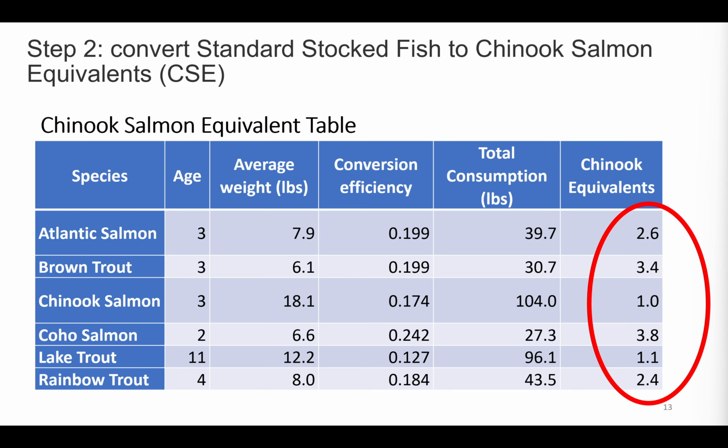So basically, Atlantic salmon is 2.6 Atlantic salmon to 1 Chinook, 3.4 brown trout to 1 Chinook. Chinook is 1-to-1, 3.8 coho, 1-to-1, 1.1 to 1, and 2.4 to 1. So it lets us figure out what the mix is and what the common currency is.